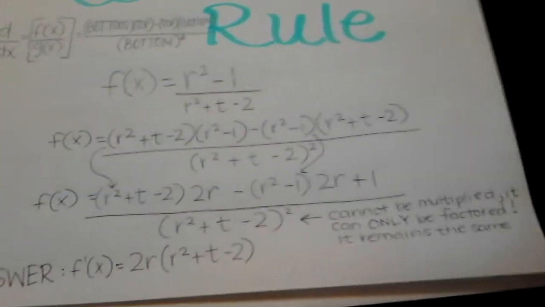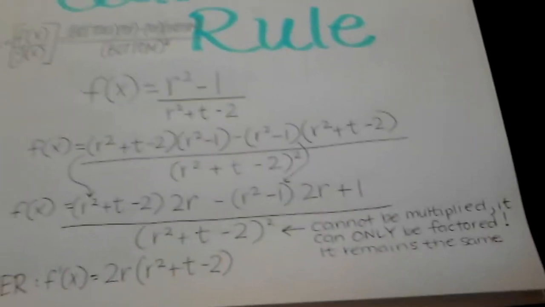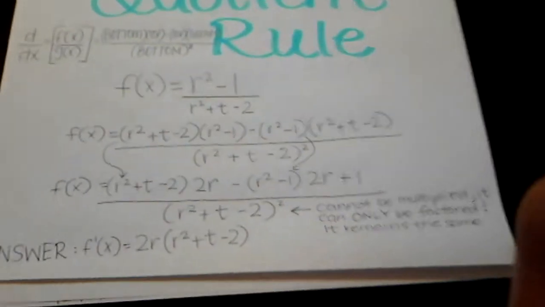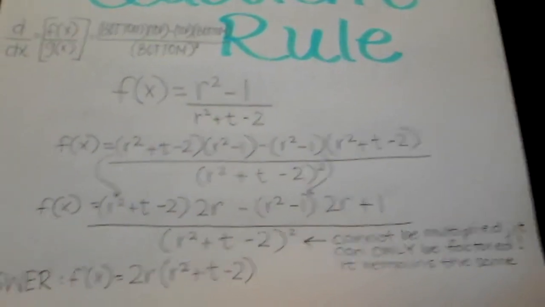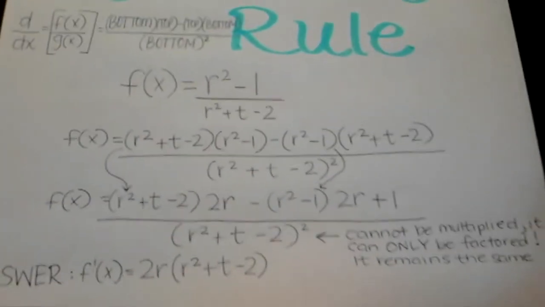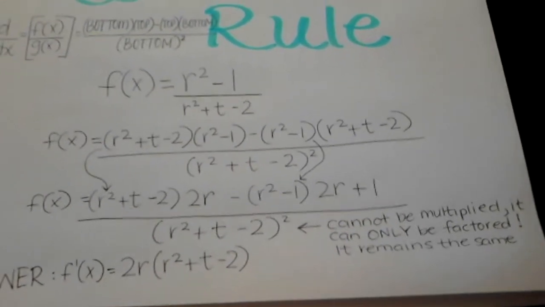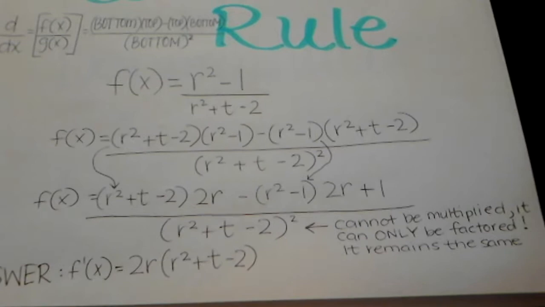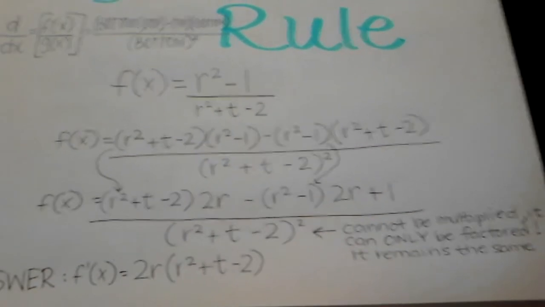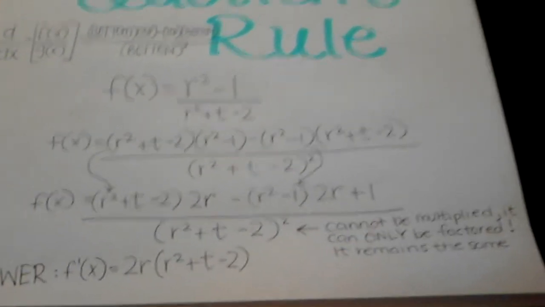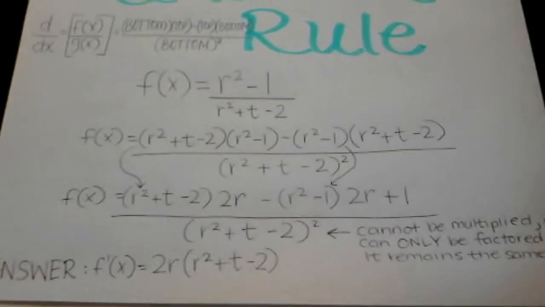Now, the denominator, with factorization, it cannot be multiplied. It can only be factored. So it just remains the same, because if you were to factor this out, it would be r squared plus r minus 2 times r squared plus r minus 2.